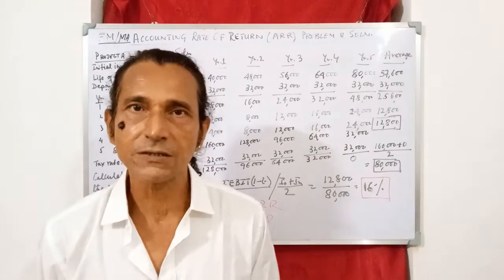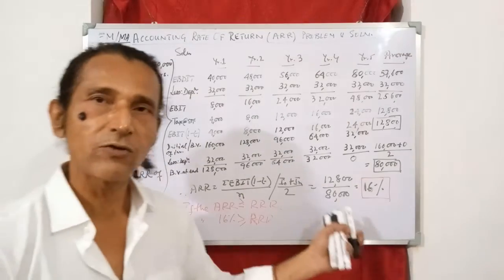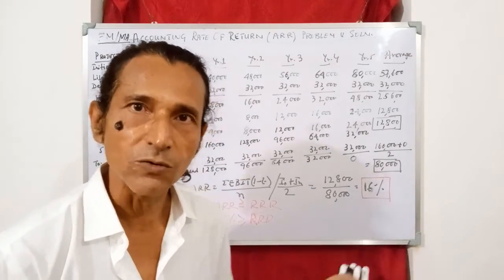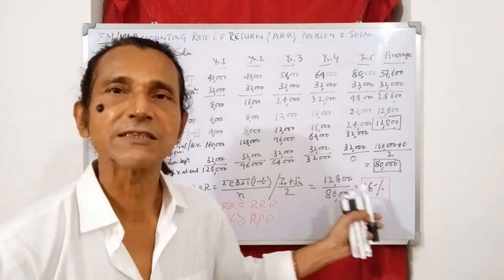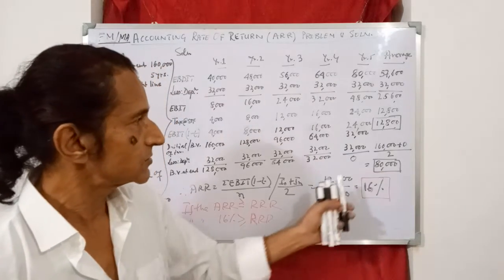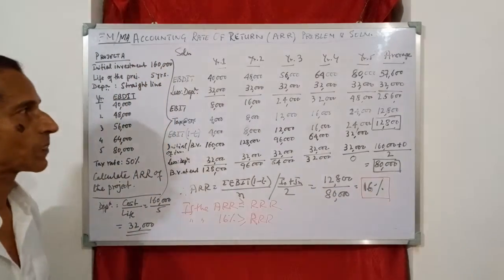So the average investment is 1,60,000, that is the initial investment, plus the book value at the end of the nth year, that is 0. That means 1,60,000 plus 0, divided by 2. So that gives us 80,000. So 80,000 is the average investment.